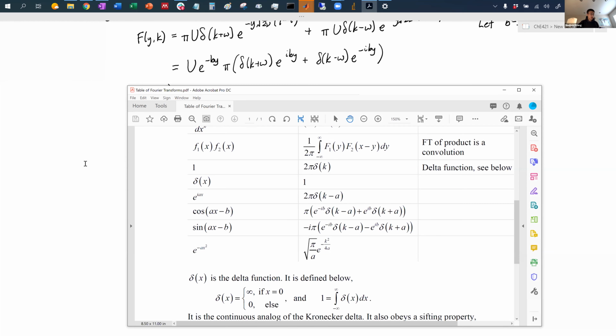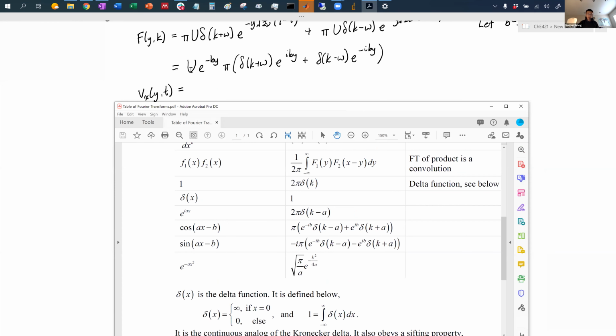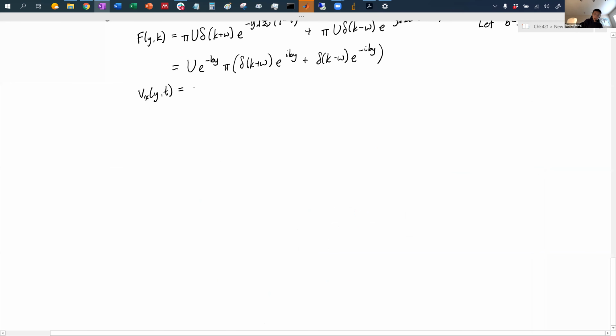Okay, so what that implies then is that Vx of y and t is equal to whatever we had in the front here, u times e to the minus by, but then this guy right here is equal to cosine of omega t minus by. Okay. That's a super, super nice and neat expression. It's really cool that we were able to get that.